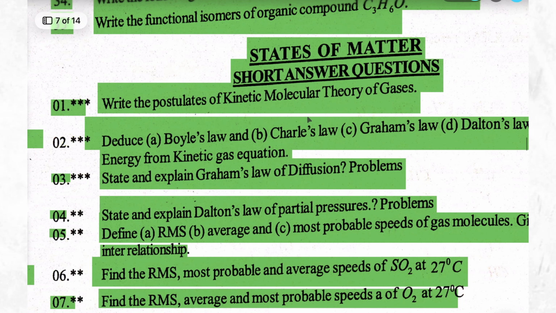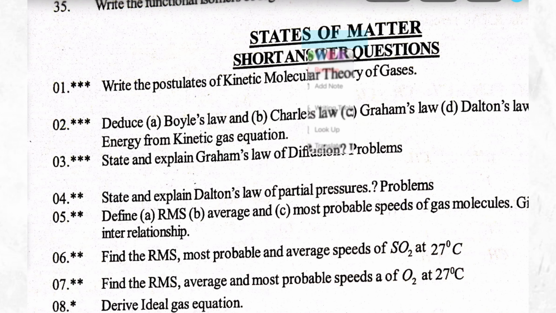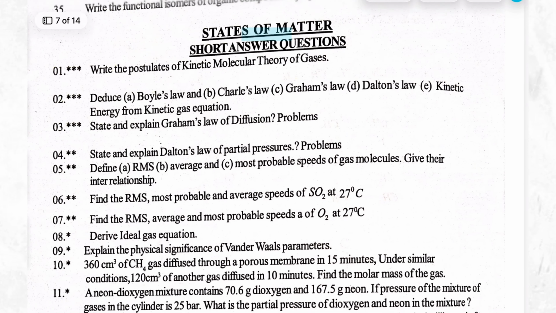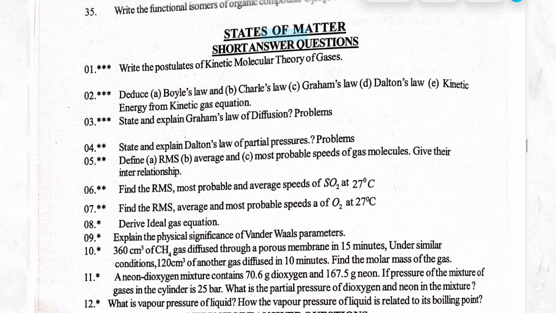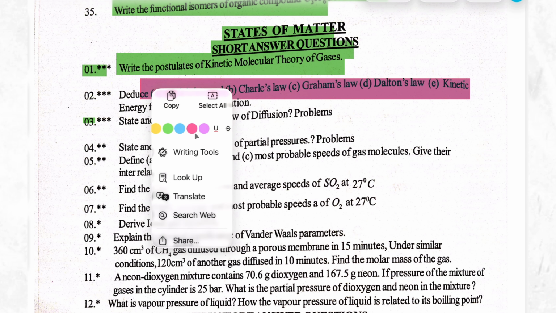Next one is states of matter. In this, we'll discuss short answer questions. Mostly in states of matter, we have SAQs and VSQs in the annual examination. First, most important, triple star, all of you see this: KMTG, very important. Kinetic molecular theory of gases. Next, deduce Boyle's law, Charles's law, Avogadro's law from the kinetic gas equation. Compulsory question. This is also a most important question, student. Don't forget this.